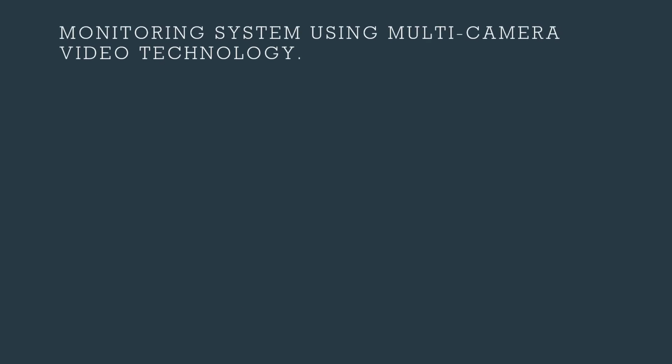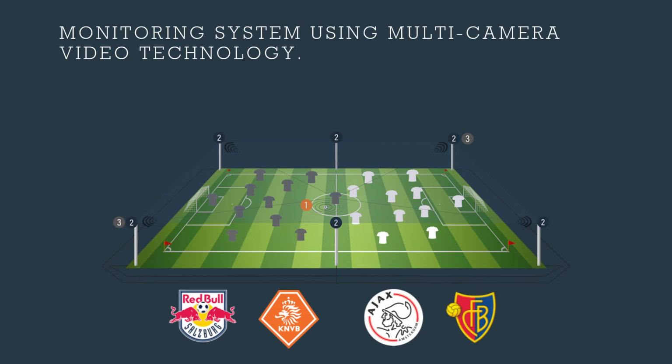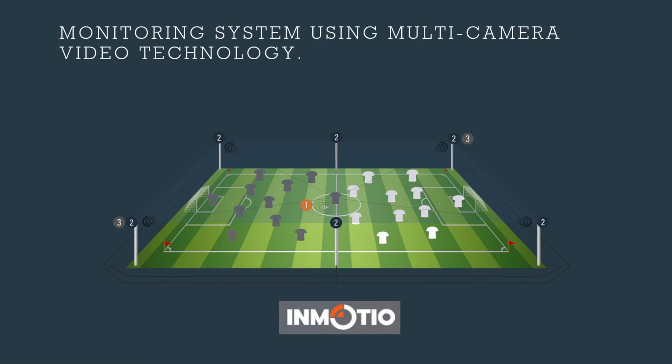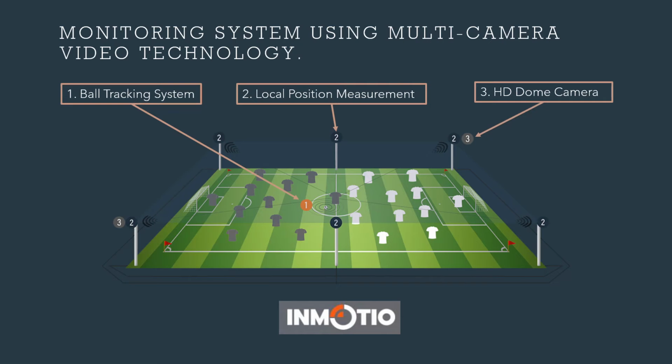To answer that, first let's look at the monitoring system using multi-camera technology. This is the example system used by clubs like Red Bull Salzburg, the Netherlands national football team, Ajax and FC Basel. This system is developed by InMotion. The system consists of three parts: ball tracking system, local position measurement and HD dome camera.